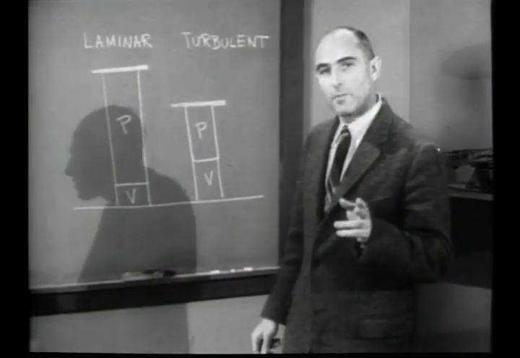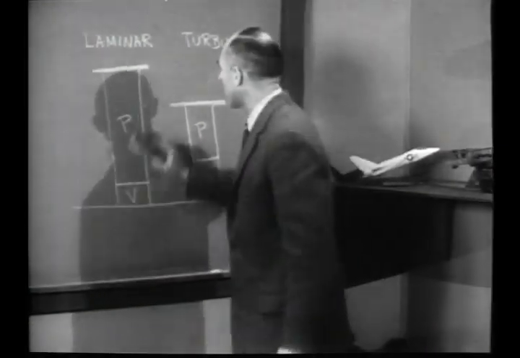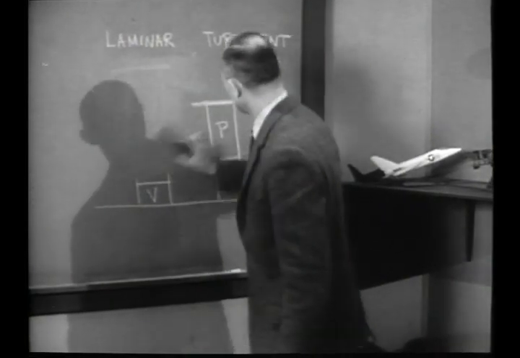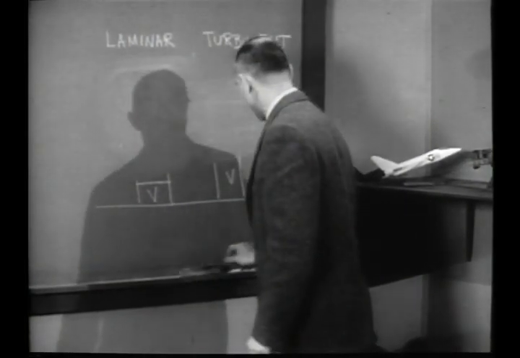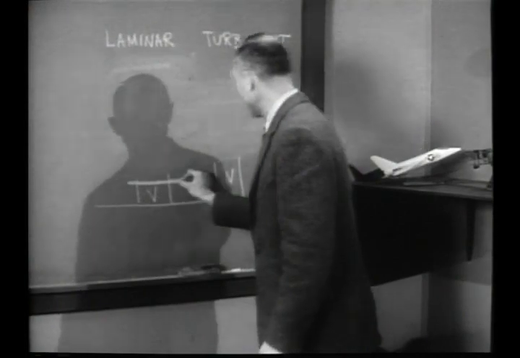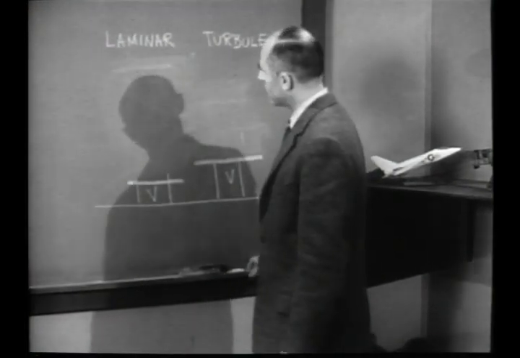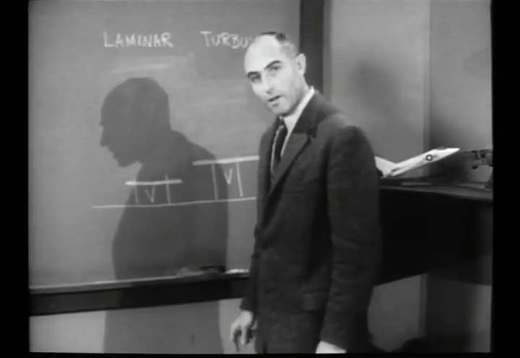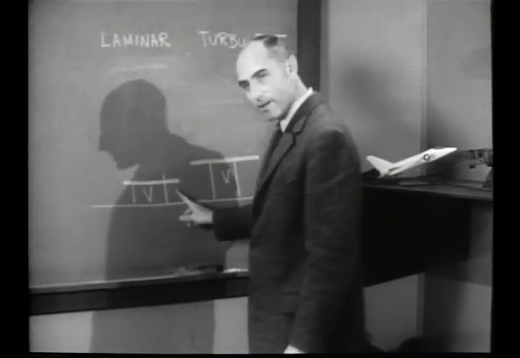But with streamlined objects, there is no pressure drag. And the viscous drag constitutes the total drag. So we try to keep the boundary layer laminar.